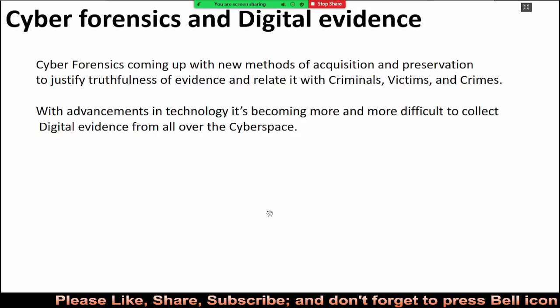So what is cyber forensics and digital evidence? This is our next point. Cyber forensics comes with new methods of acquisition and preservation to justify the truthfulness of the evidence and relate it with the criminals, victims, and crimes. With advancement in technology, it is becoming more and more difficult to collect digital evidence from all over cyberspace, because the day before yesterday cyberspace used to be very small. Now you have a very large cyberspace to go through, and that is why cyber criminals get the advantage of anonymity. They can hide behind multiple proxies, so it becomes quite difficult to catch them.